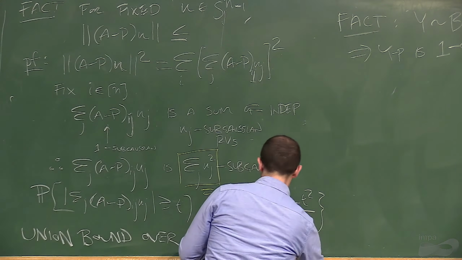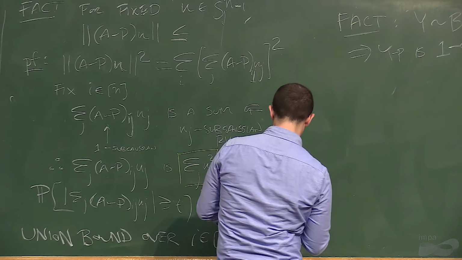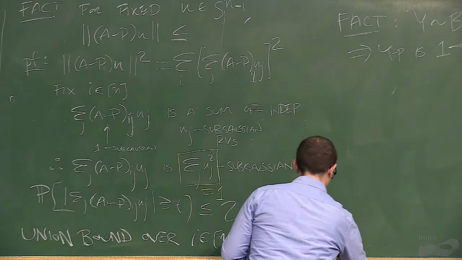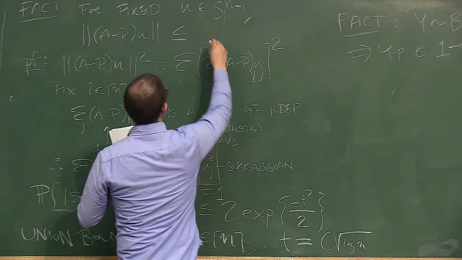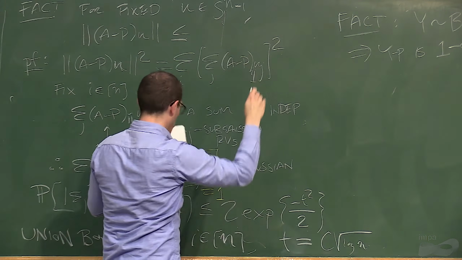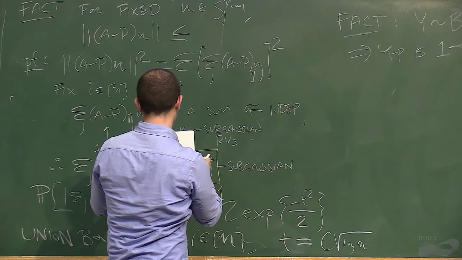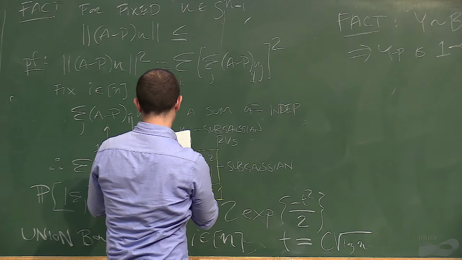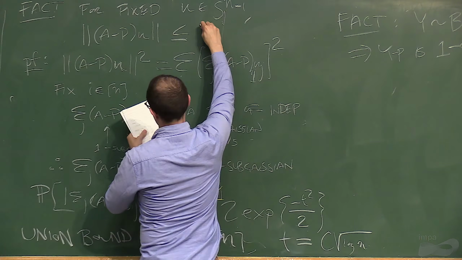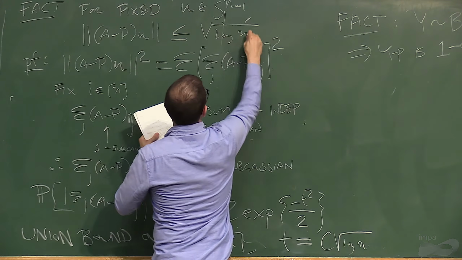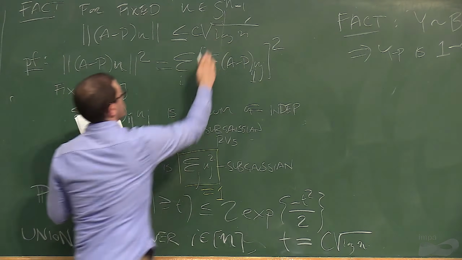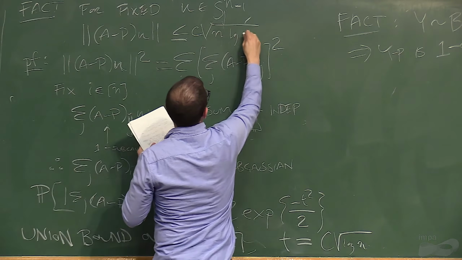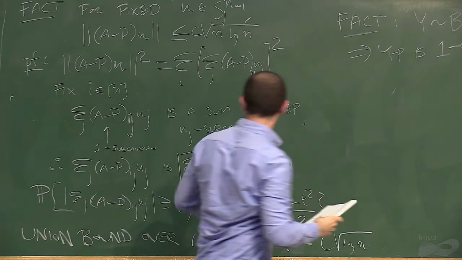And I'm going to take t... what do I want to take t equal to? It's like a constant times square root log n. And this thing is less than or equal to, what do I want to say? Should just be root n? Yes. Up to some constant. Oh, no, excuse me. Good. Right, so there are n such rows.